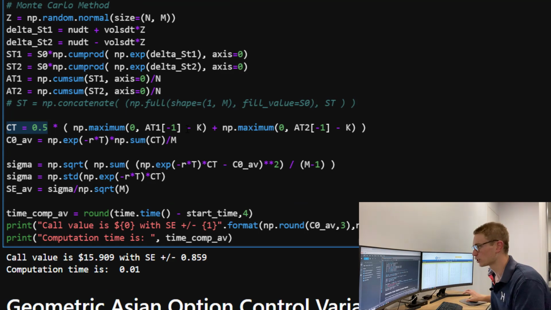Then we just take the average between these two payoffs, so just 0.5 times the maximum of the first arithmetic average minus this k, plus the NumPy maximum between 0 and the arithmetic average of the second case minus k. Then we compute this antithetic discounted expectation of these prices, and we get a call value which is similar, 15.909, but we get a reduction in our standard error down from 1.3 to 0.86. So every time we run this simulation, we're getting an improved accuracy around our call value.